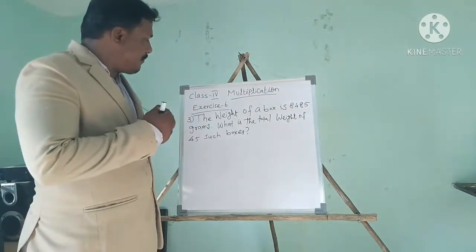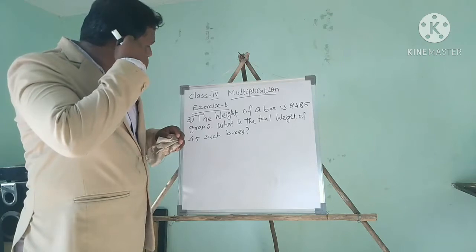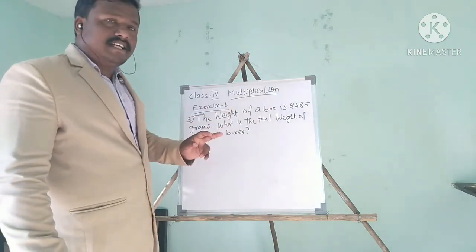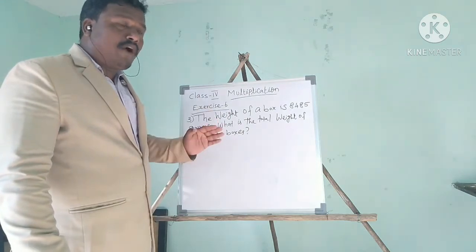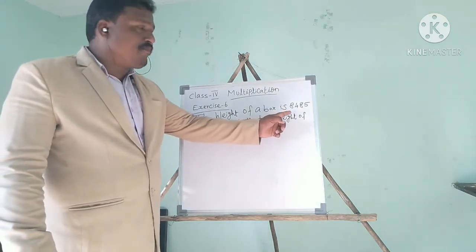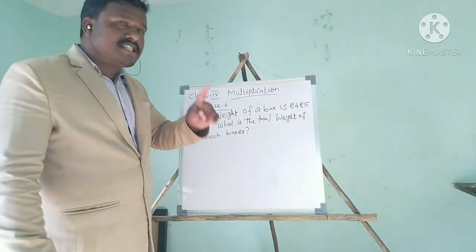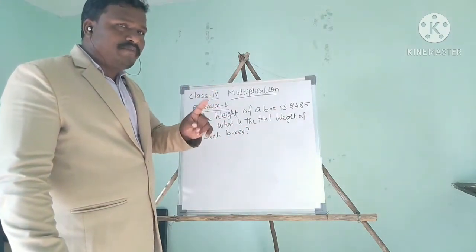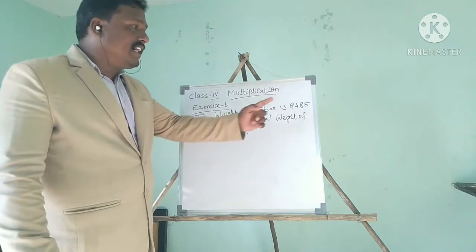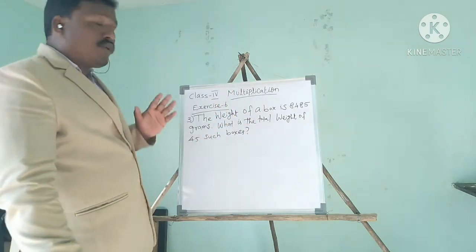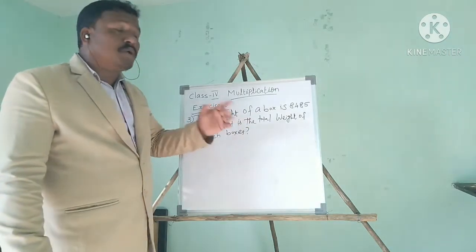How to solve this sum. First we will read this sum. The weight of a box is 8,485 grams. A box means single box weight is 8,485 grams.